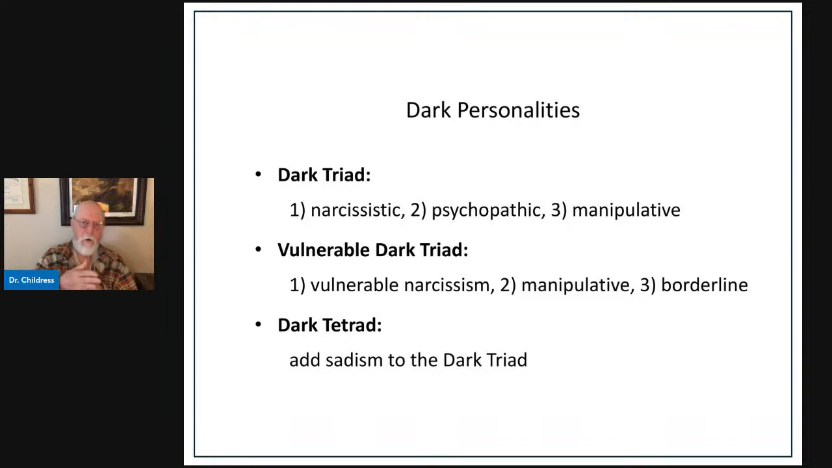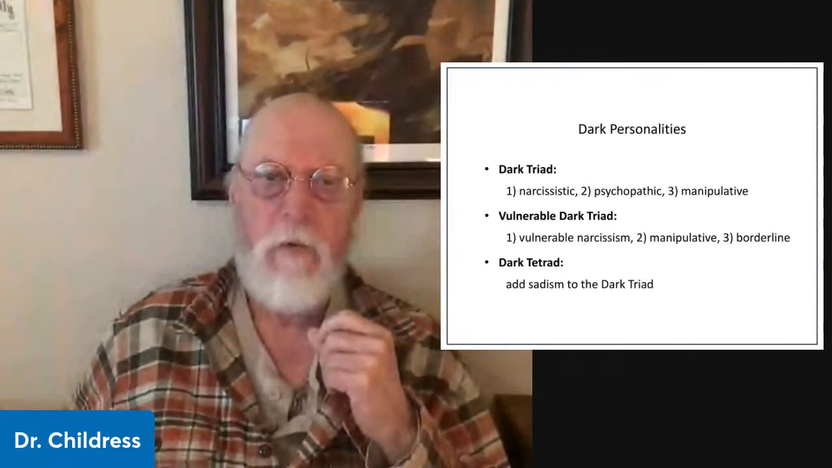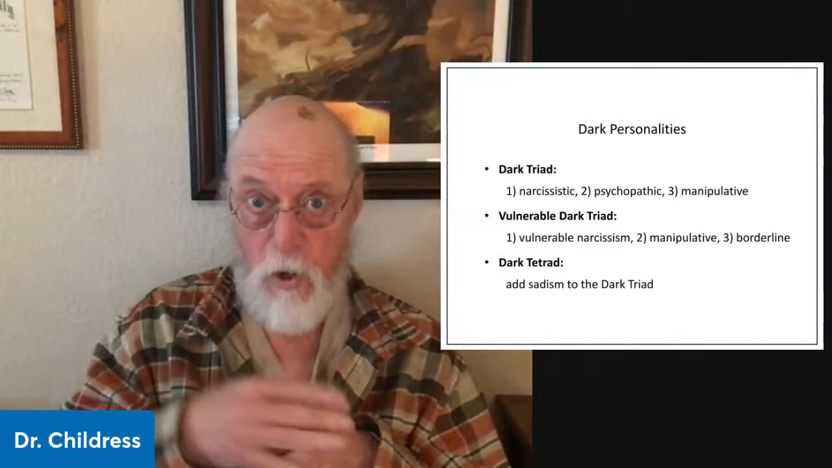The other variant is the vulnerable dark triad. That's vulnerable narcissism, highly manipulative, type 2 or factor 2 psychopathy, and borderline personality characteristics. Then if we add sadism to the dark triad, that's the dark tetrad, and that's a particularly malevolent person. That's narcissistic, psychopathic, manipulative, and sadistic. And that's the type of personality we have in the family courts, these dark personalities.